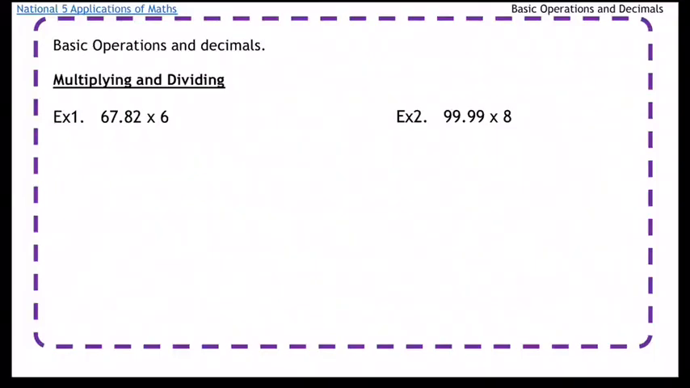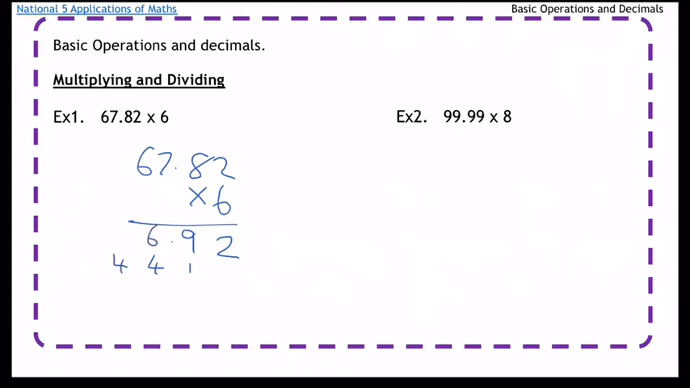So let's look at multiplying decimals. 67.82 times 6. And we're just going to multiply from right to left. So 6 times 2 is 12. 2 carry the 1. 6 times 8 is 48 plus 1 is 49. Carry the 4. Remember, the decimal point just falls down. 6 times 7 is 42 plus 4 is 46.